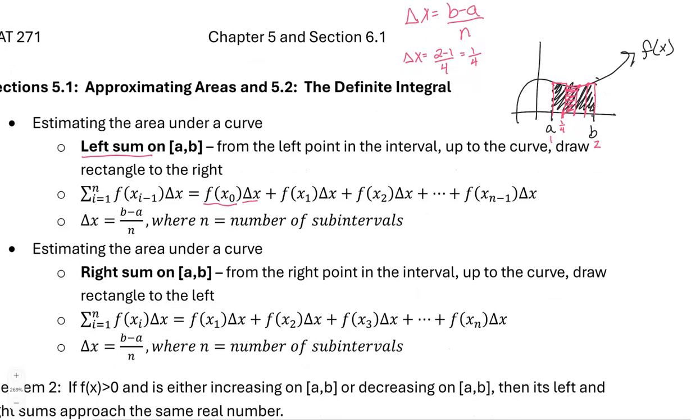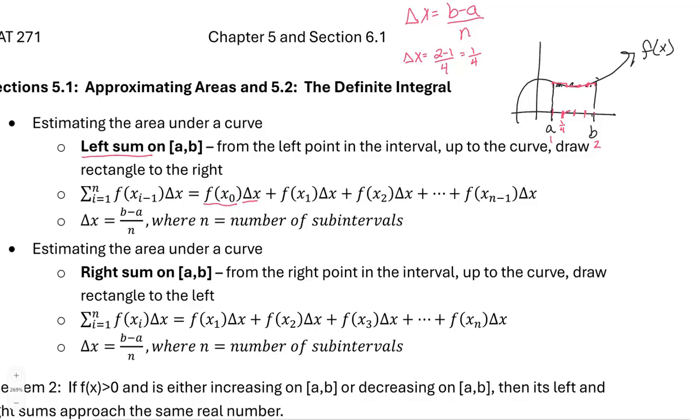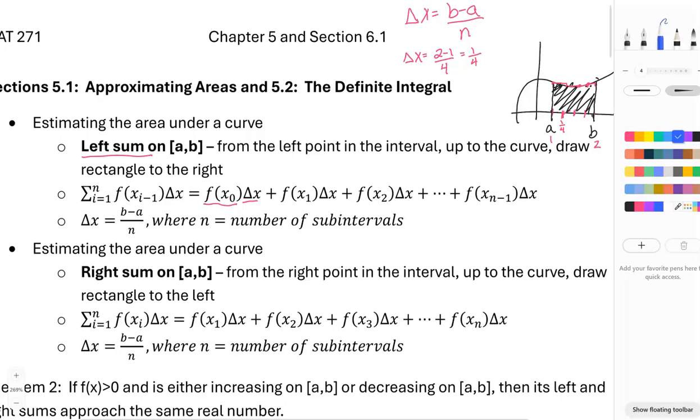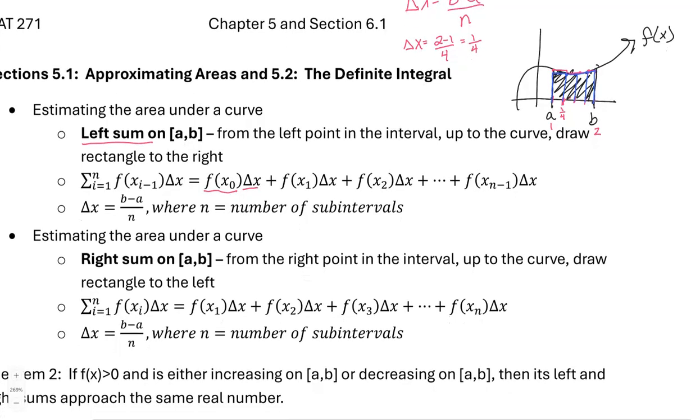If I'm looking at the right sum, I'm going to clean my picture up a little bit. The right sum is going to look at the right endpoints of the graph. Go back to my shaded region between a and b. So if I'm looking at this right sum, I'm using that right side to form the rectangle. You see how these rectangles are going to be a little bit different than the other rectangles that we had for that left sum. But the idea is the same.